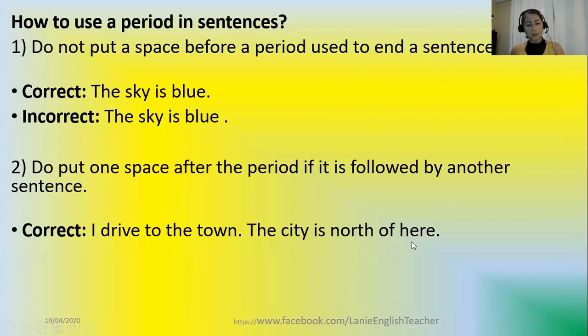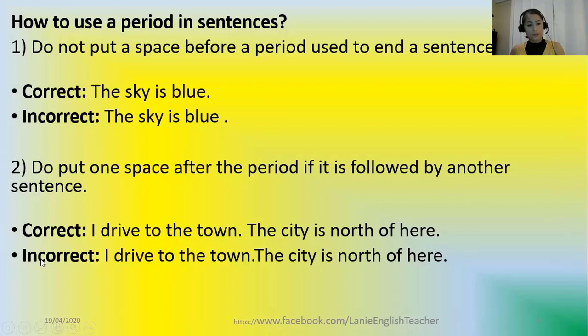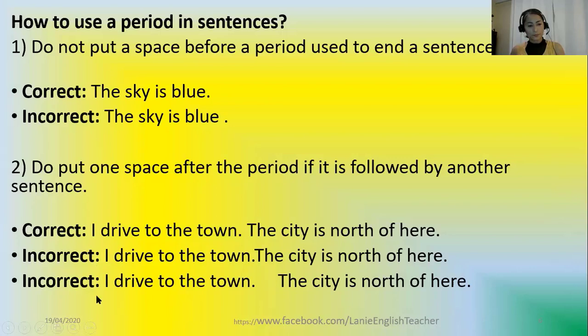This one is an incorrect one because as you can see, I drive to the town and then there is no space before another sentence. So this is incorrect. Another way of using a period incorrectly is this one. I drive to the town and you leave four spaces before another sentence.